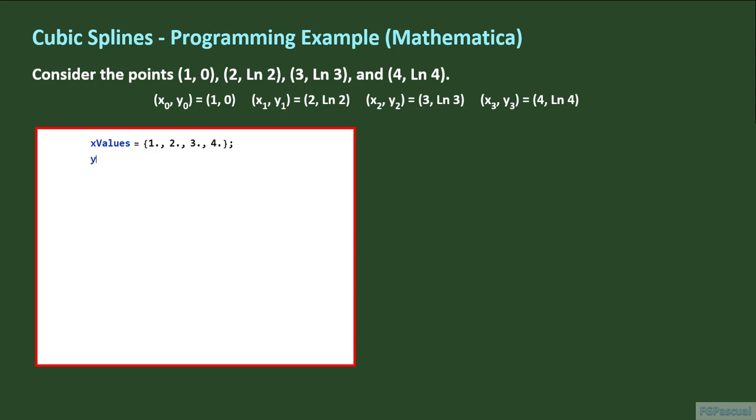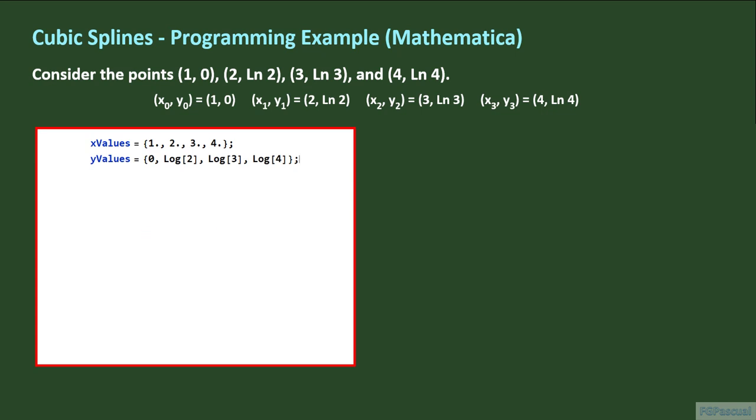We designate the list of y coordinates as y values. The notation that Mathematica uses for the natural logarithm function, ln, is uppercase Log. And so the set of y values that we input into Mathematica are 0, uppercase Log square bracket 2, uppercase Log square bracket 3, and uppercase Log square bracket 4. Observe that we are not using decimal points for y values. That is because we are hoping that the decimal points in x values will be enough to toggle Mathematica to use floating point calculations.